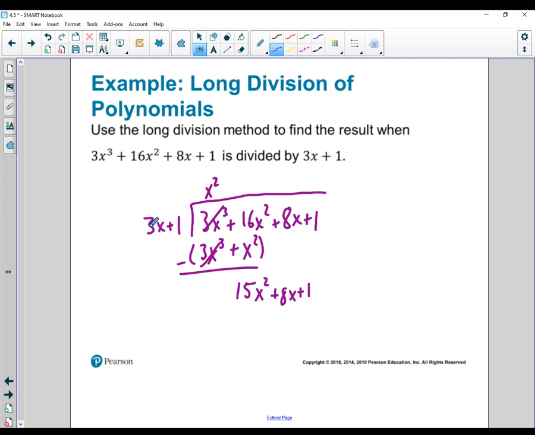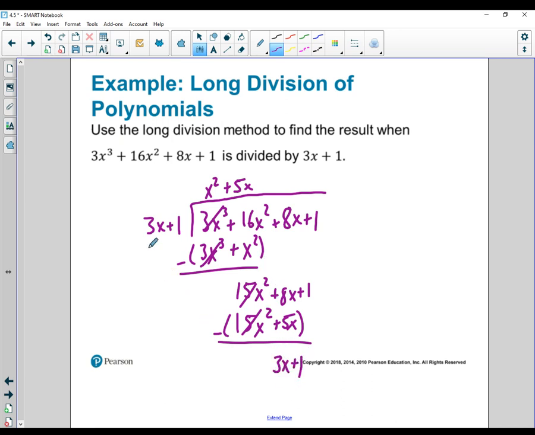So then 3x times what matches 15x? Well, 3 times 5 gets us 15, and then x times x gets us that x squared we want. So 5x times 3x is going to get us that 15x squared. And then 5x times 1 is going to be plus 5x. We subtract, remember to subtract the whole thing. Those cancel, that's the whole point. 8x minus 5x is 3x plus 1.